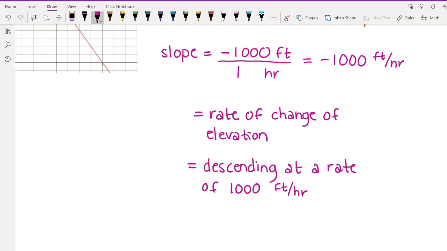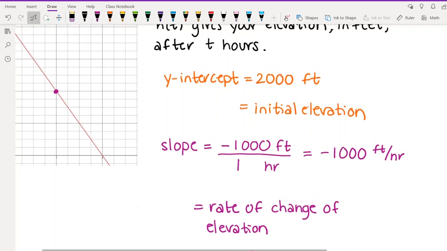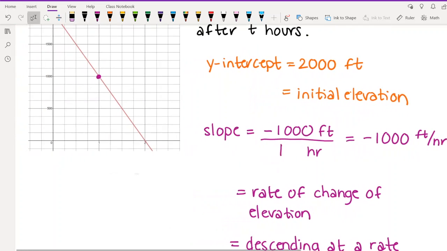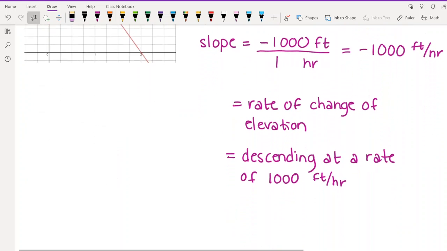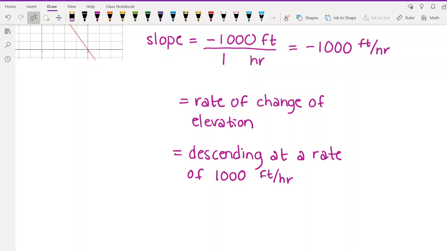Okay, so what does this tell us? This tells us that we're hiking downward, right? And so what would be going on in this situation? Maybe this is the way back on a hike. Maybe you've already reached the summit and you're now on your way back. And so as time goes on, after each hour, you've gone down by 1000 feet.